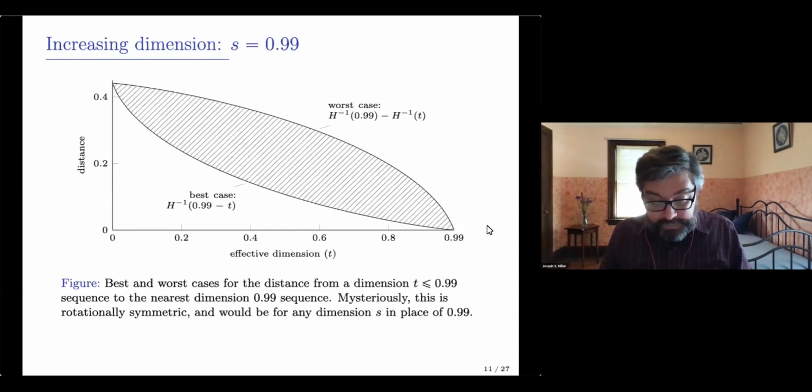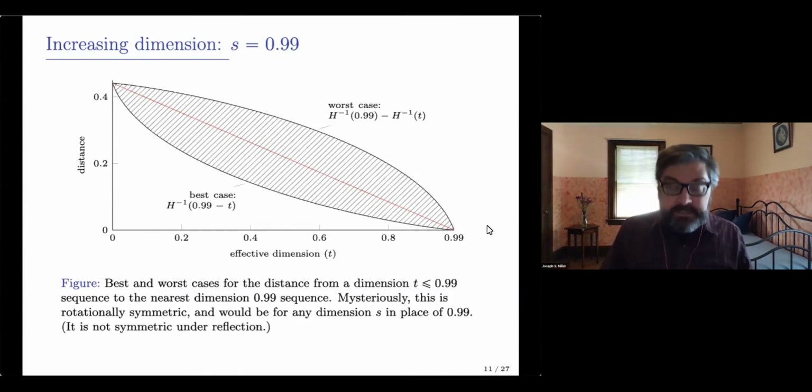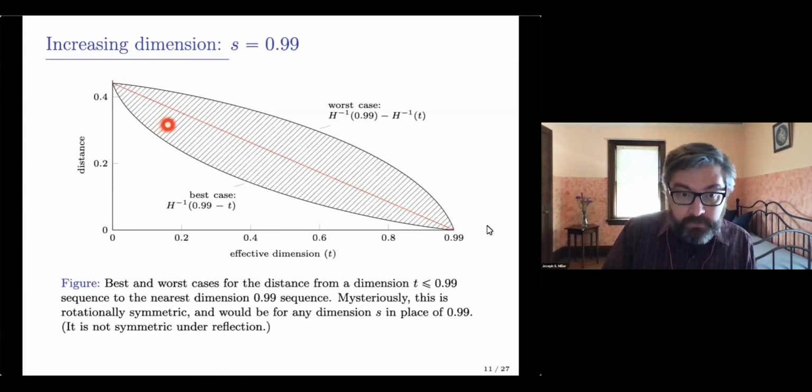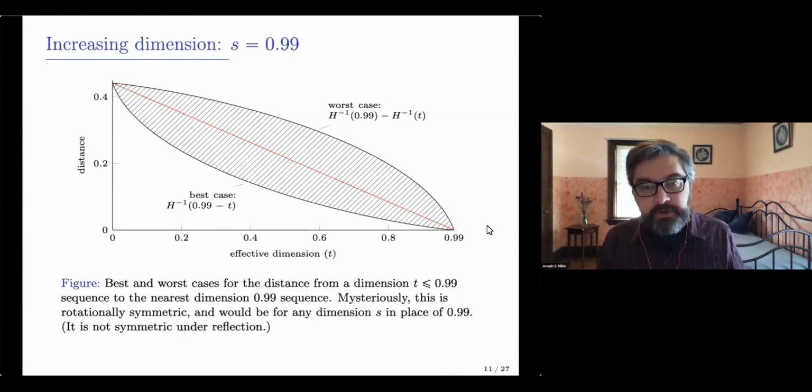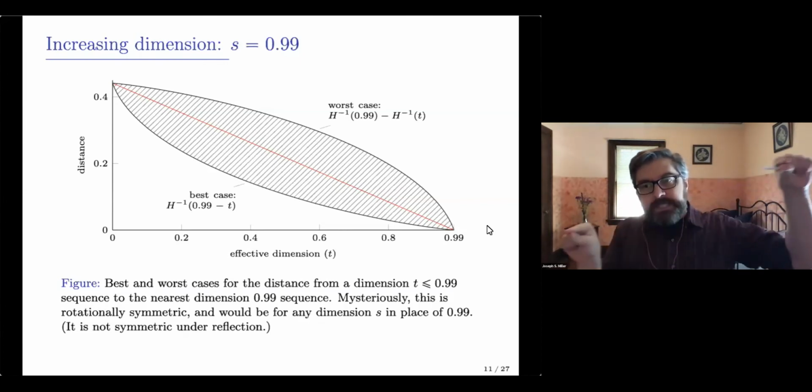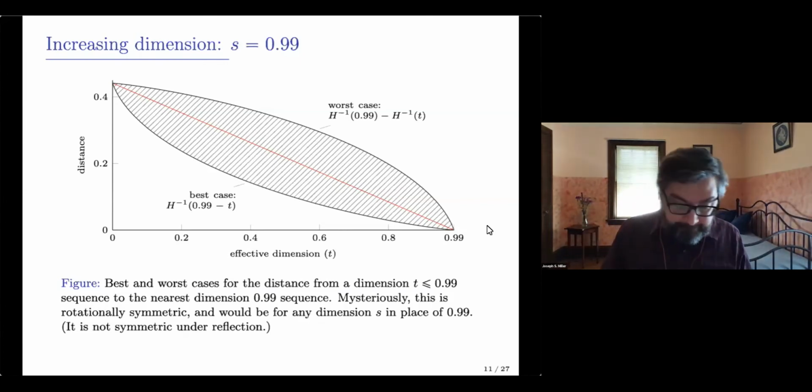And it would be rotationally symmetric for any value of s. The reason I chose s to be so large is that for values really close to 1 it's easier to see that it's not symmetric under reflection. There's more over here than over here. Reflecting across the red line doesn't give you symmetry at all. That's also true for any value of s, but for values that are further away from 1, these regions get really thin and it's really hard to tell. Anyway, that's what it looks like.